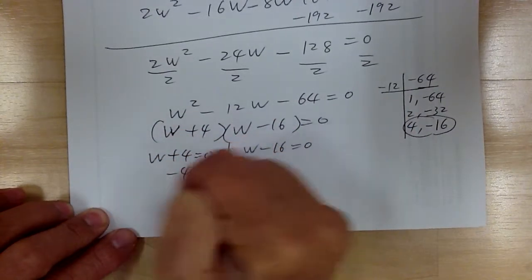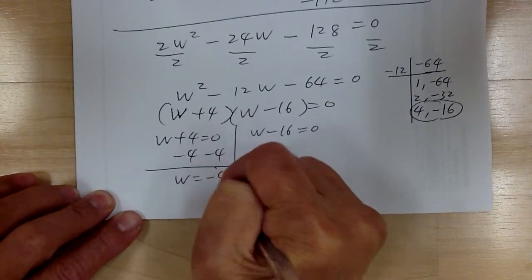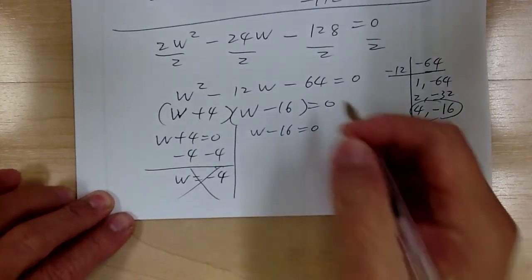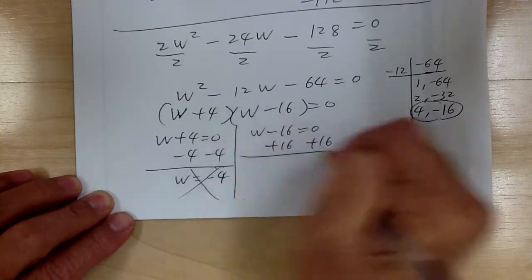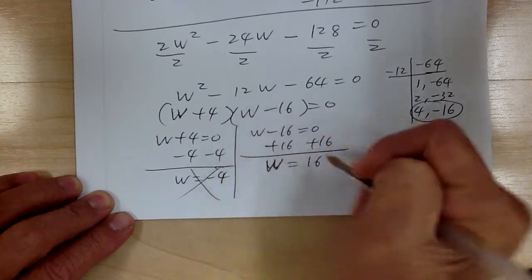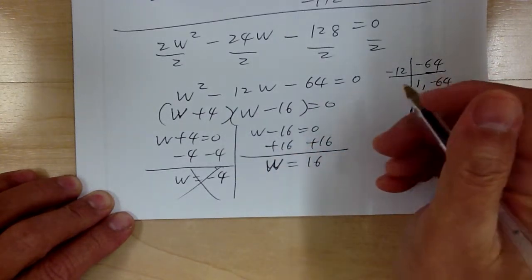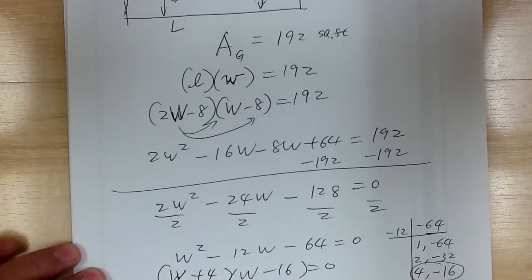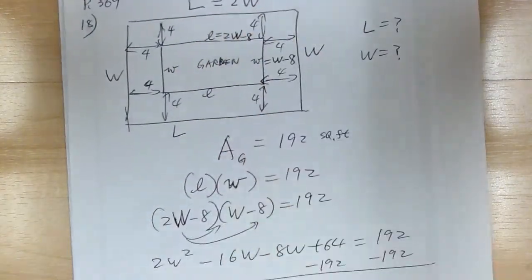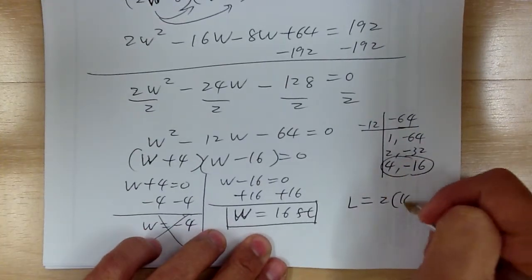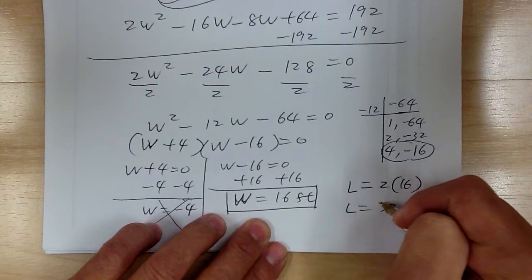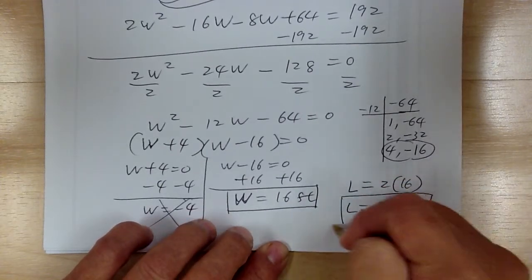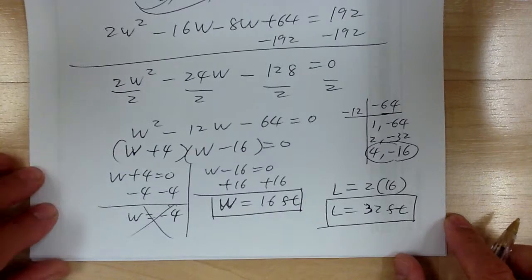So minus 4, so W equal to negative 4. And this one is no good. It cannot be negative with a real object, right? So plus 16, so W equal to 16. And this is it, right? And the label would be feet. Okay. Now for the length, again, you go back over here, right? Now this, you have to keep track. This is a big L, right? So big L equal to 2 times big W, right? Okay, so L equal to 2 times 16. So L equal to 32 feet. Okay. Okay, let's go to 19.